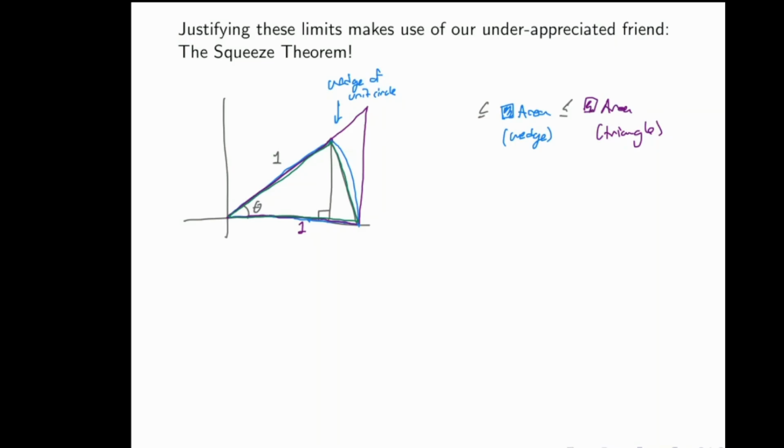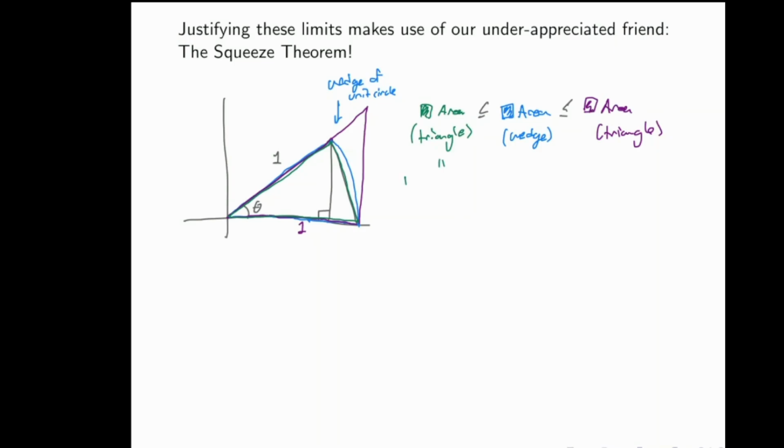So that's greater than this green area, which is another triangle. And let's see if we can calculate these areas based on the angle theta and the fact that we're dealing with a unit circle. Okay, so the base of the green triangle and the base of the purple triangle are the same. So let's look at that.